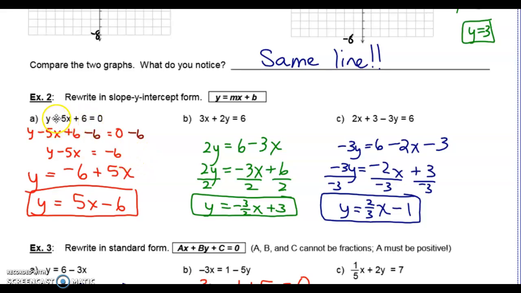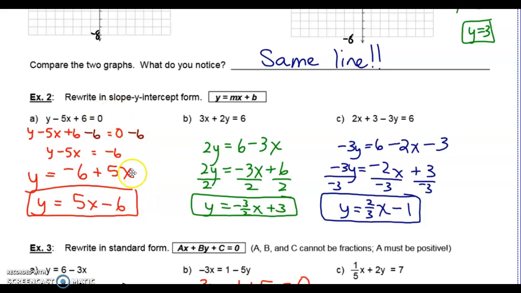Well, I actually want to move the negative 5x over as well. Here it's negative, and when I move it over, it becomes positive. So I end up with y equals negative 6 plus 5x. This is good, y is isolated. However, I really want to see the x first and the constant second. So I'm going to rewrite this as y equals 5x minus 6, and there is my equation presented in slope-intercept form.